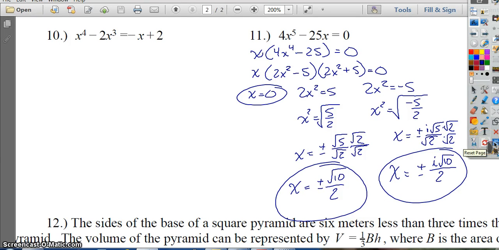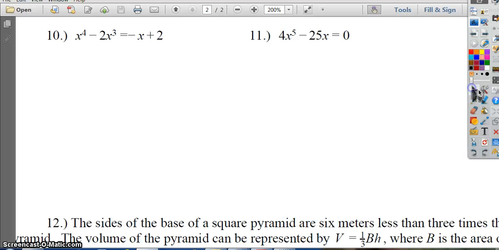I'll get number 12 set up here. I'm going to pause it, and I'll get right back here.